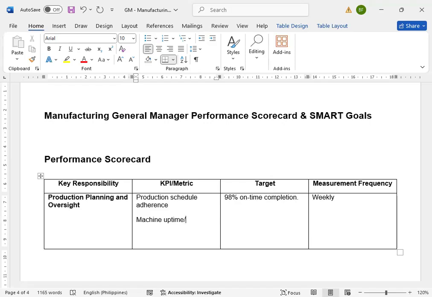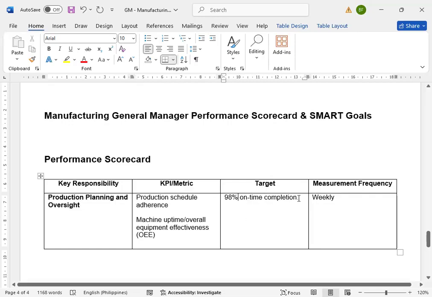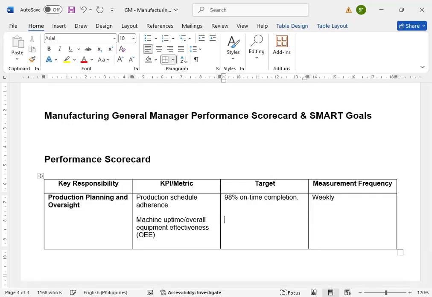Remember the OEE? This is the overall equipment effectiveness, or OEE. So it's important for the GM to provide the necessary training, the necessary tools, equipment and materials in order for the maintenance team to be able to do their job effectively and efficiently.